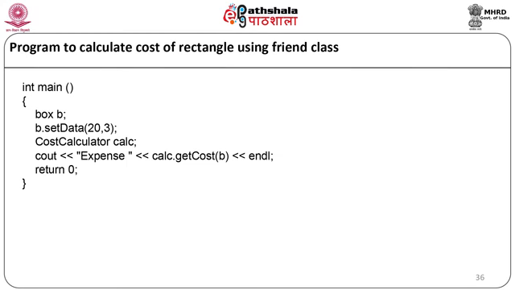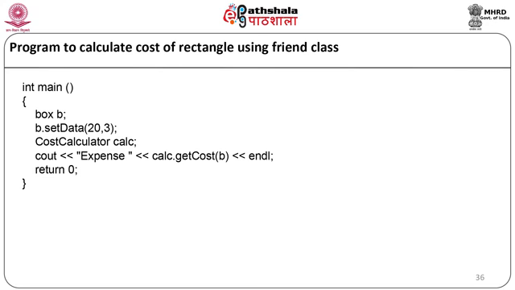Now we are going to call a member function as b.setData(20, 3). So here the length will be assigned 20, width will be assigned 3. Now we are going to declare the object of class CostCalculator, calc. Now we will have the message as cout, "the expense", calc.getCost(b), where b will be passed as argument, endl, and return 0, and our main program will end.